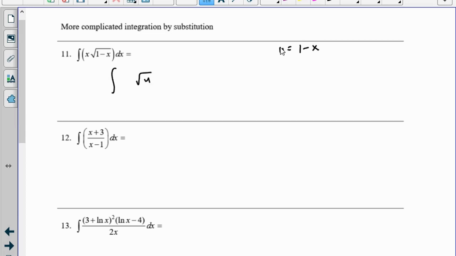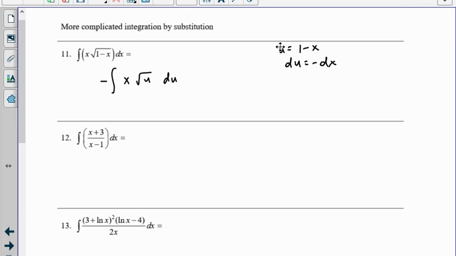then I can replace the 1 minus x underneath the square root with the square root of u. The issue with this is I still have an x over here. So if I have du equals negative dx, basically what ends up happening is this dx gets replaced by a negative du, so I have negative the integral of x root u du. I can't integrate with an x and a u in the same problem.